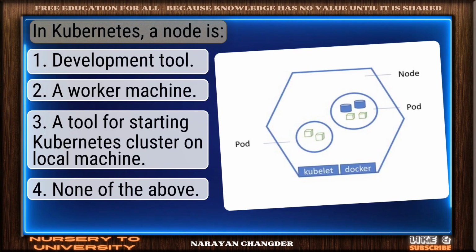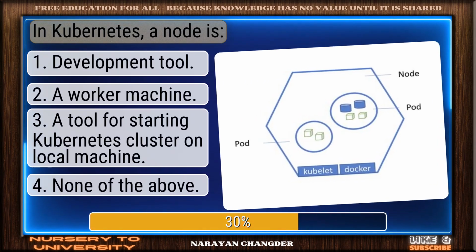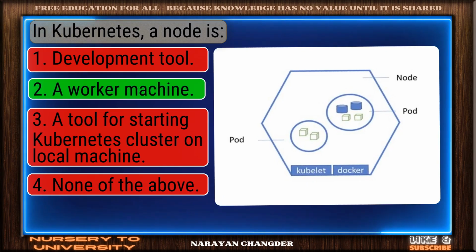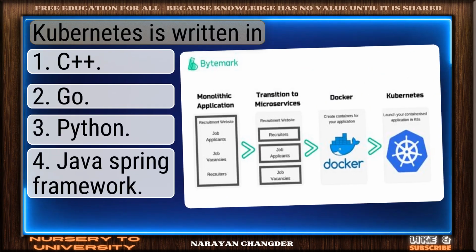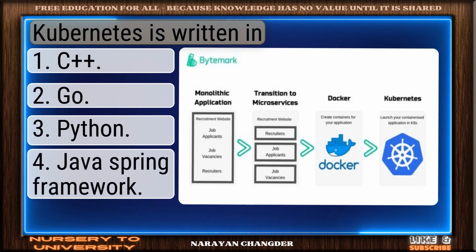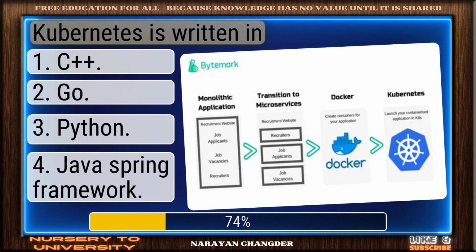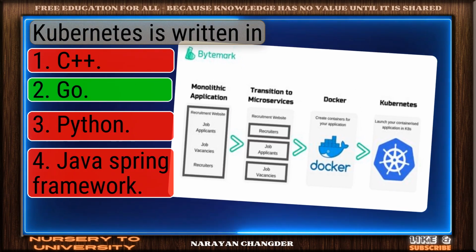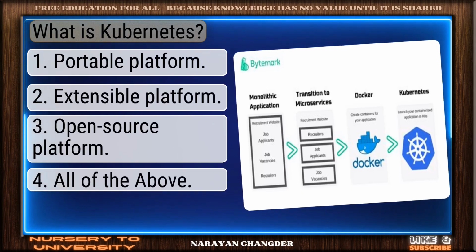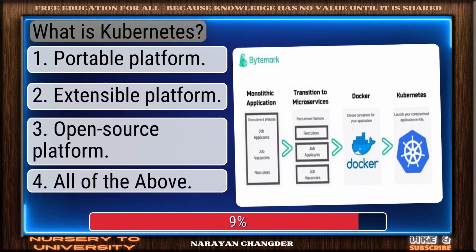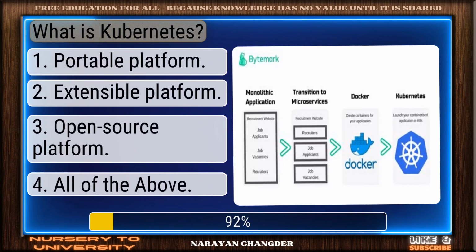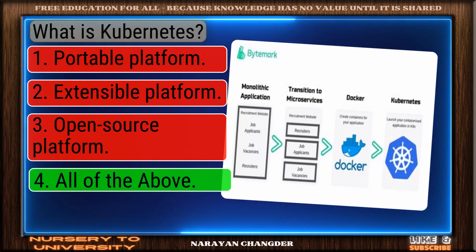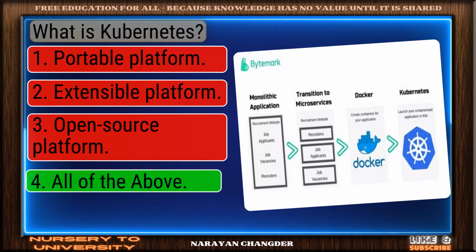Question number 78. In Kubernetes, a node is. Bravo! A worker machine is the answer. Question number 79. Kubernetes is written in. Good job. Your answer, Go, works well here. Question number 80. What is Kubernetes? Well reasoned. All of the above is the correct choice.